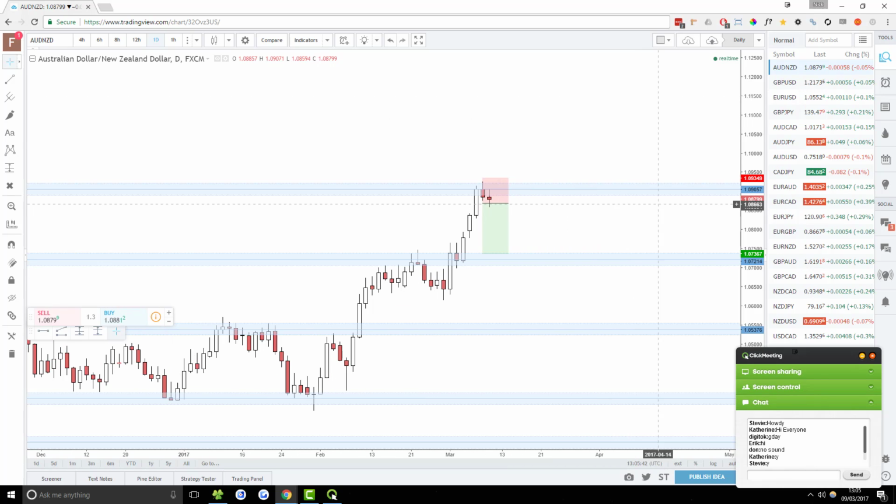So yeah, this one, it looks like it's really struggling for sellers to take control and push down. Like I said, it's using my entry as support, but we've still got this very strong resistance area above it. Who's in this, by the way? And we've still got this very strong resistance area above it.